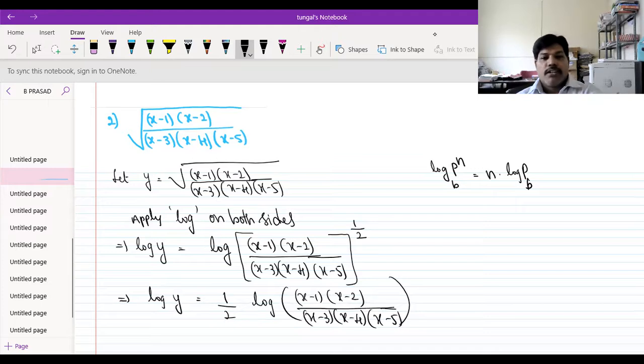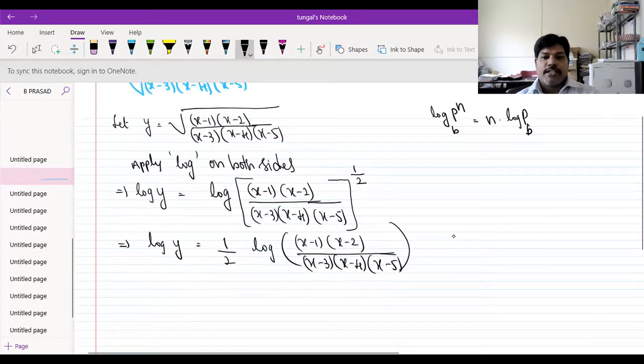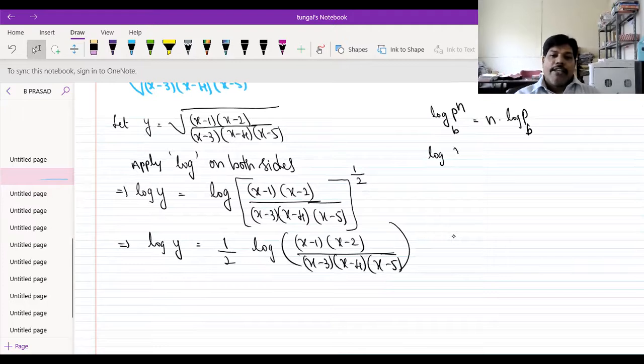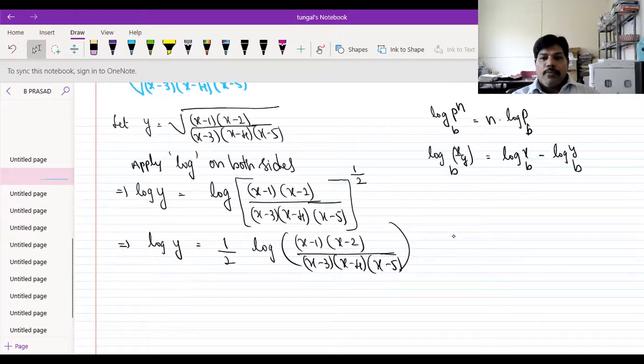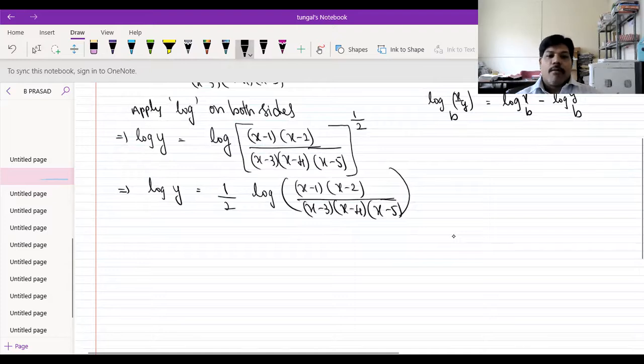So once again, I have one more formula, students. What is that? I have already given the formula: log of x by y base b can be written as log x base b minus log y base b. So here also it is in the form of log of x by y. So how can you write this one?